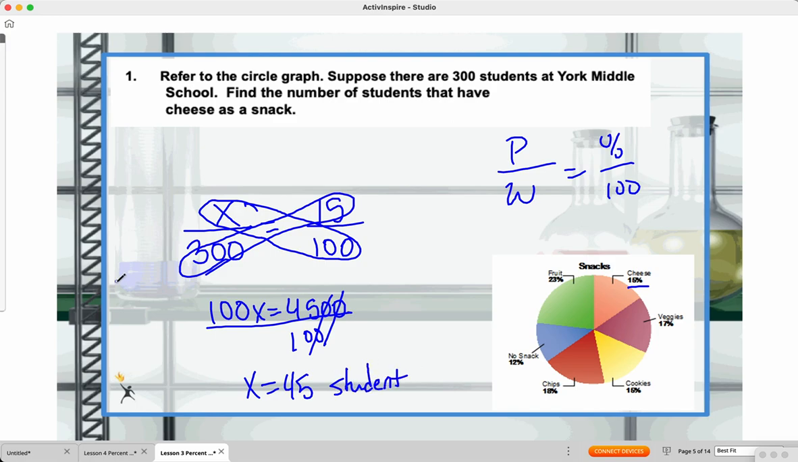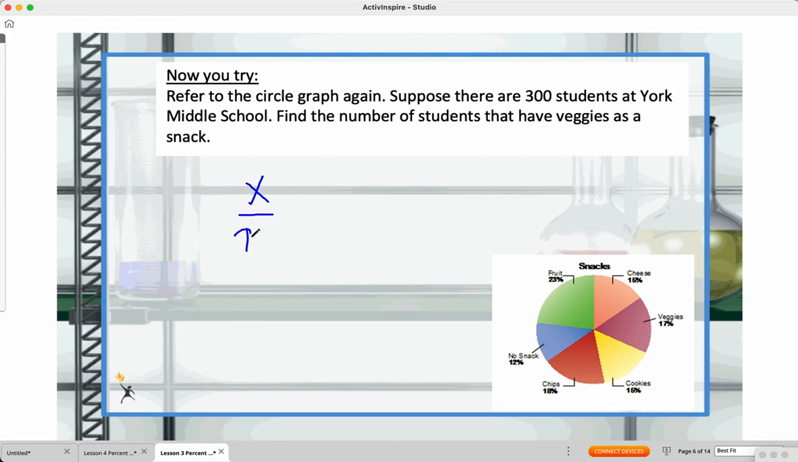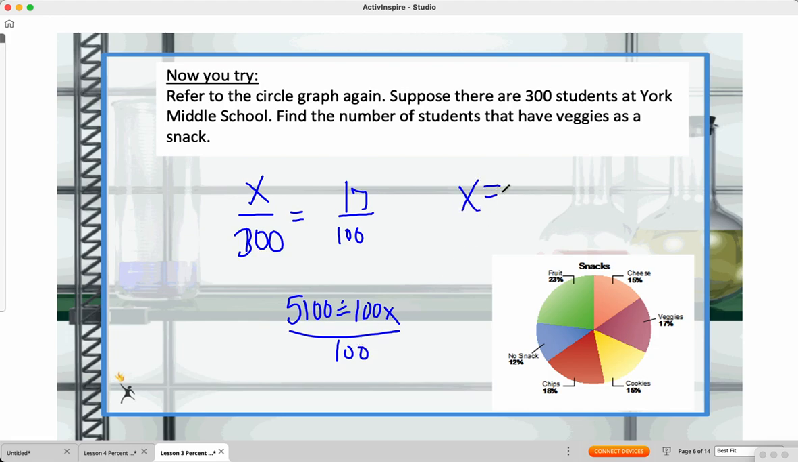All right, go ahead and pause the video and try this next problem, trying to figure out how many students prefer veggies. All right, so let's take a look at this one. It's a similar setup as the last one. I'm just going to change a little bit. X over 300 is equal to 17 over 100, like veggies over 100. Again, we're going to cross multiply, get 5,100 equals 100x. Divide by 100, and you get 51 students would prefer vegetables as a snack.